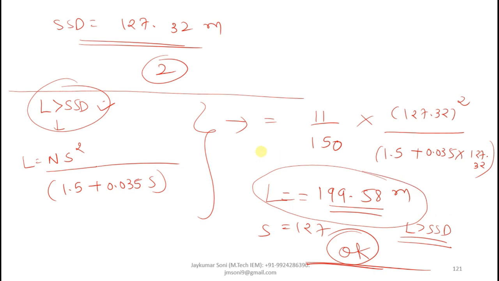I hope you have understood the concepts thoroughly. Try to calculate this example on your own. Try to conceptualize the methods.